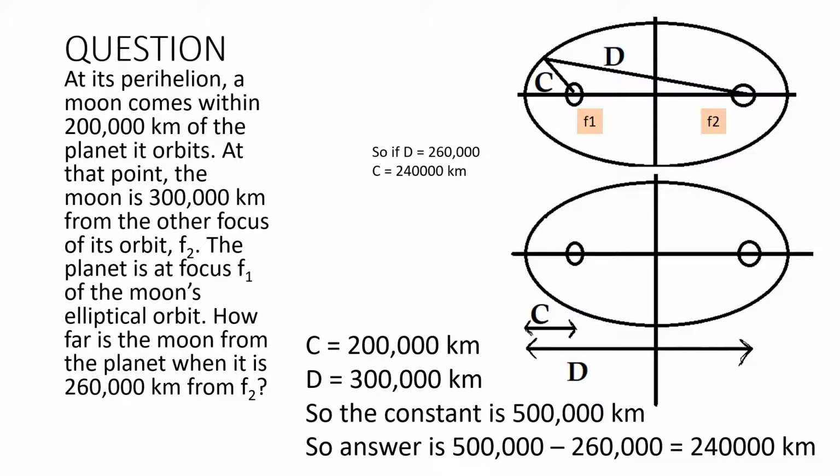The question now says, how far is the moon from the planet when it is 260,000 kilometers from F2? So now, what happens when D is equal to 260,000 kilometers? You know that 260,000 plus C is equal to 500,000 kilometers. So you do 500,000, take away 260,000, that should give you 240,000 kilometers.